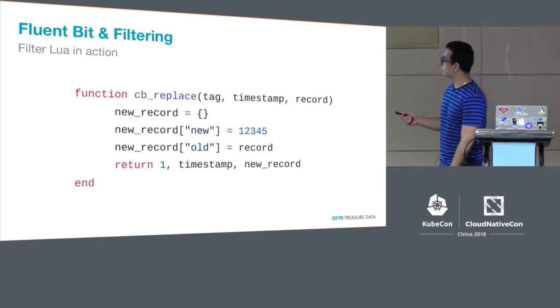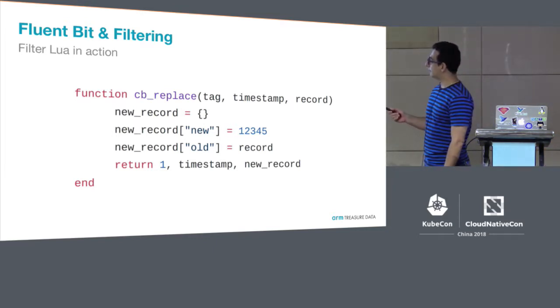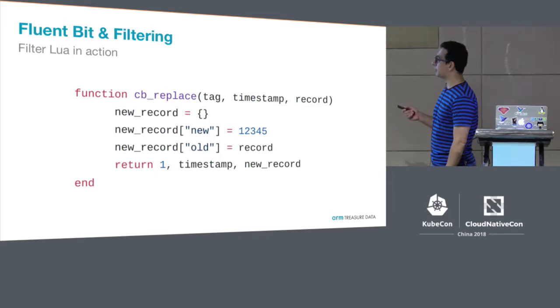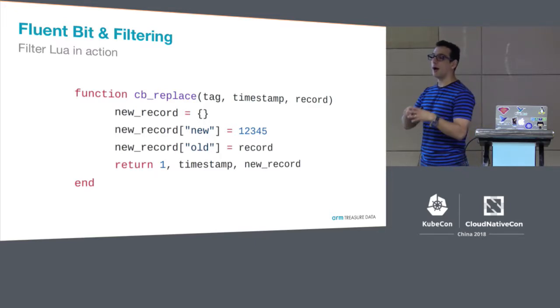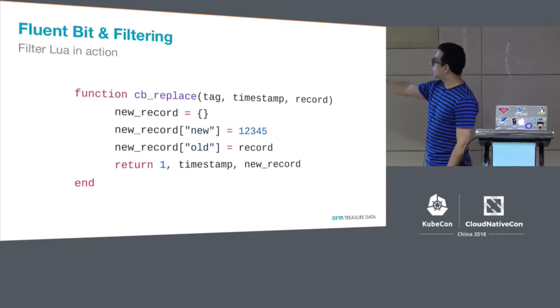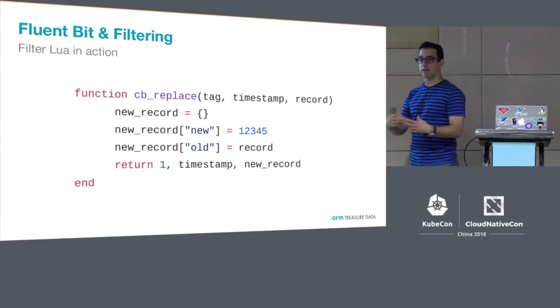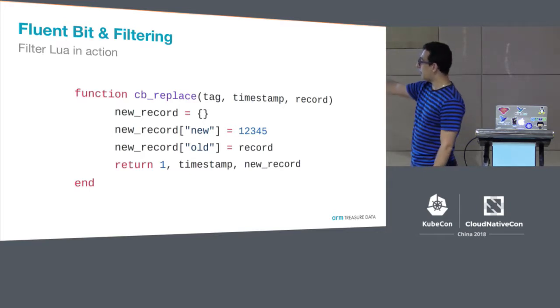So this is a simple filter written in Lua language. It's just a function that gets the tag, the timestamp when this was created, and the data. This does not come in MessagePack, it comes in Lua representation data, which is called Lua tables. So everything in the record is like a table, like an array with an index. Basically, just create a new record. I say new record, the new key, but it will have this value, and the old value will have the old record.